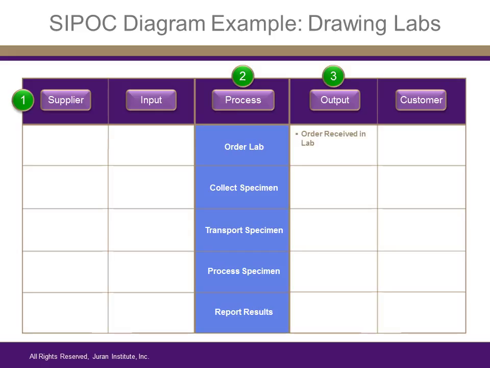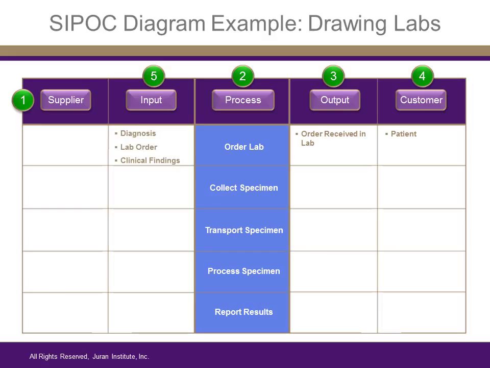The next step is to list the output or outputs of this step. In this case, the output is order received in lab. Remember, when listing the outputs of a process step, always use nouns. Next, we take a look at the customer of the output for this specific step. In this case, the customer of the lab order is the patient.